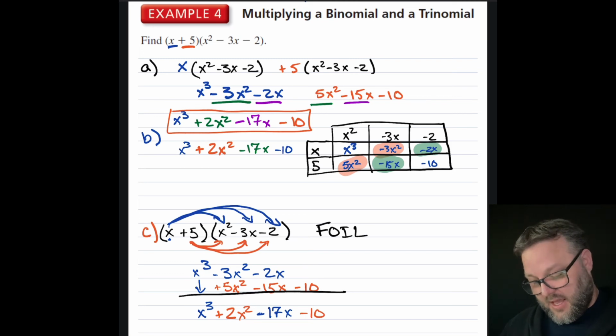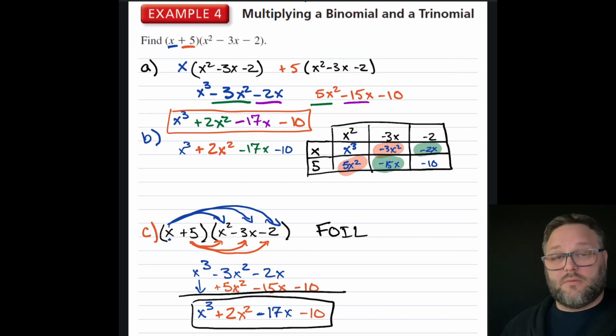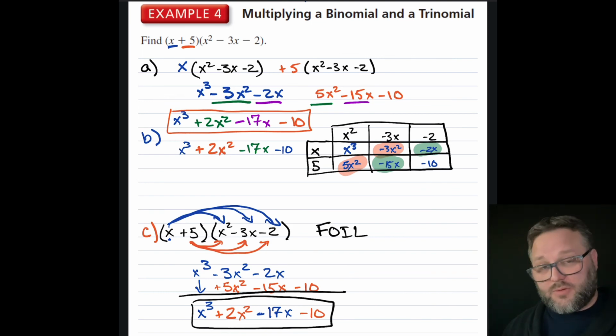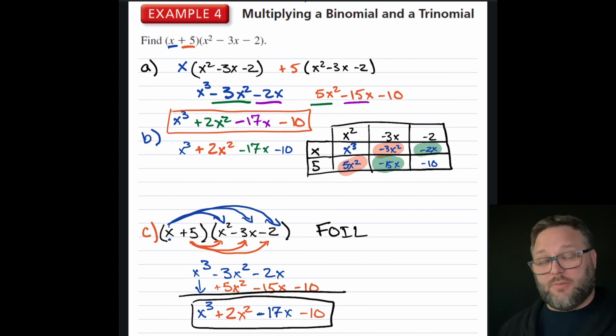And now I can see that again, I got the exact same answer, just a different way. So FOIL changes a little bit. It's not just first, outer, inner, last, but we can use the same idea. What that idea actually was is I'm going to take my first term and multiply it by each term in the other group. Then I'm going to take my next term in my first group and multiply it by each individual term in the other group. And I'm going to keep doing that.